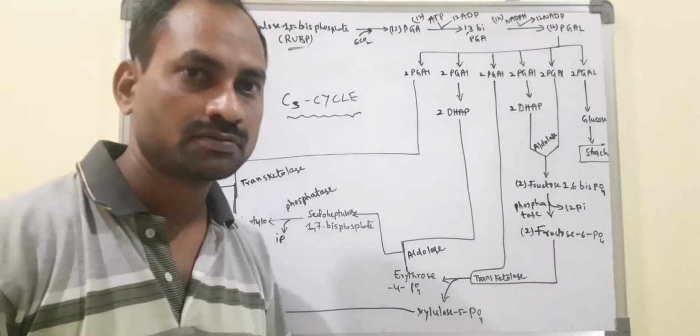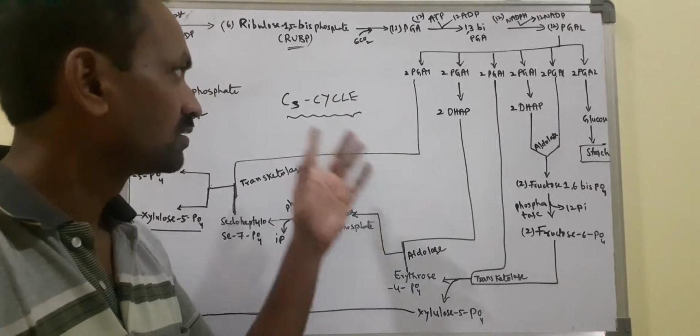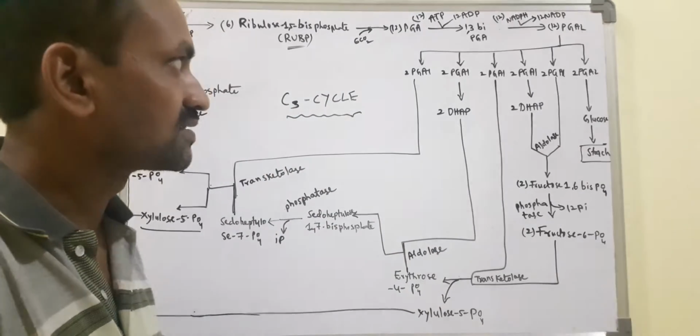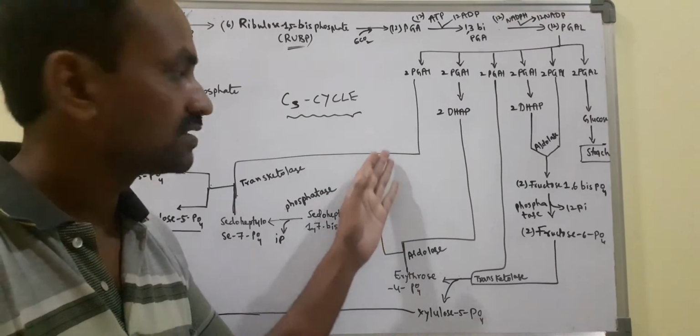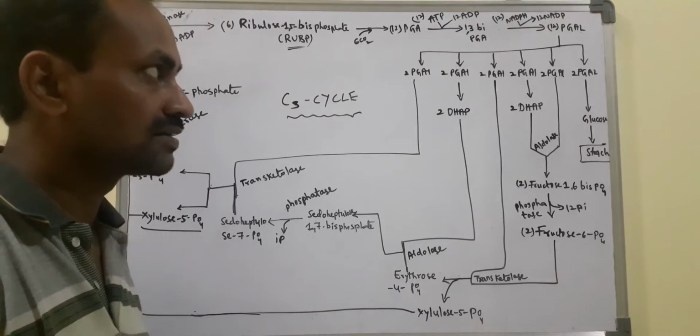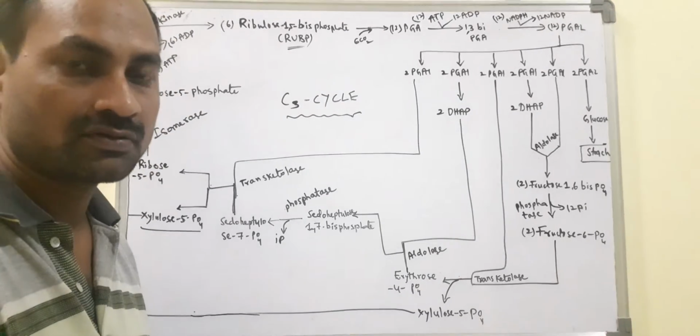Good morning, students. Today we are going to discuss the C3 cycle. The C3 cycle is a very important cycle for NEET and MHT-CET. The C3 cycle occurs in the stroma of the chloroplast.